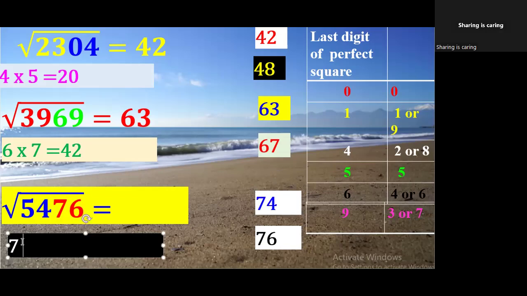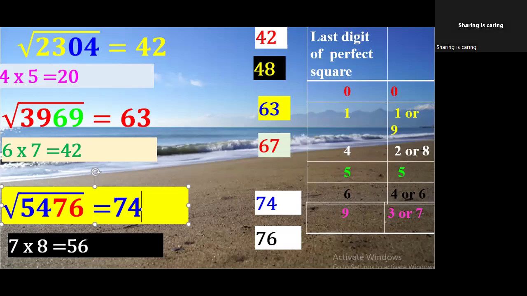I need to multiply by the next number. After 7, it will be 8. 8 times 7 is 56. Now, we need to compare 54 and 56. Since 54 is less than 56, then you will take what? The smaller number. That is equal to what? 74. Done.